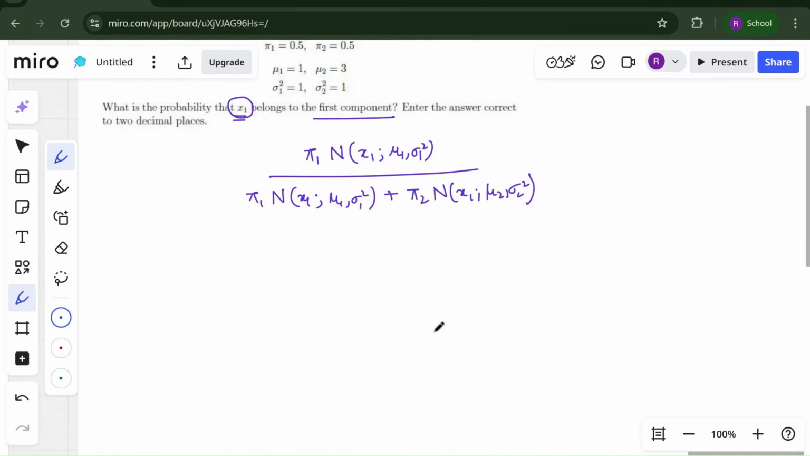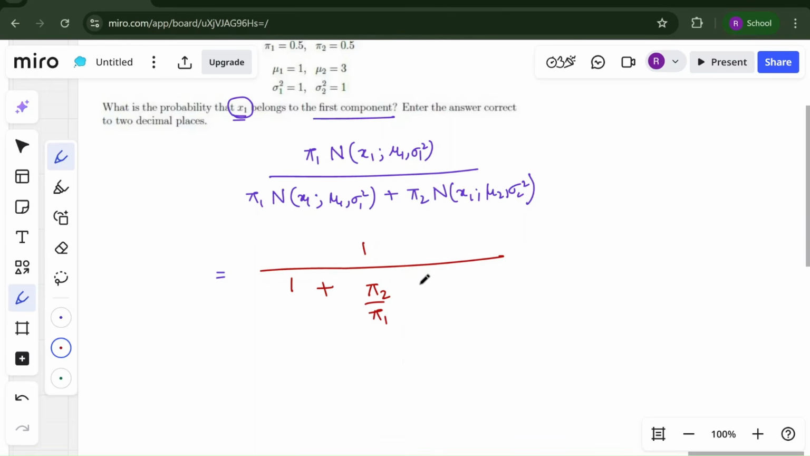But now observe carefully that if I divide this entire thing by pi1 times N of x1 with mu1 and sigma 1 square, I'll get something like this. I'll get 1 by 1 plus, here I will have pi2 by pi1 first, and then I will have the normal distribution of x1 with mu2 and sigma 2 square, divided by the normal distribution of x1 with mu1 and sigma 1 square.